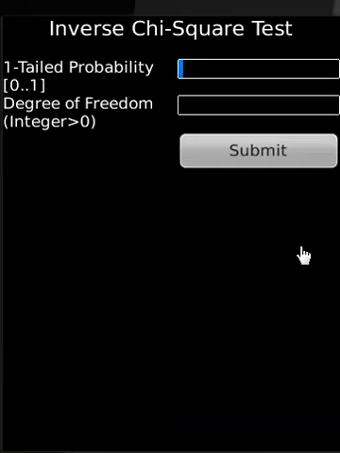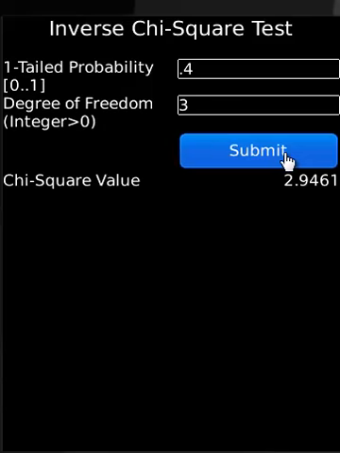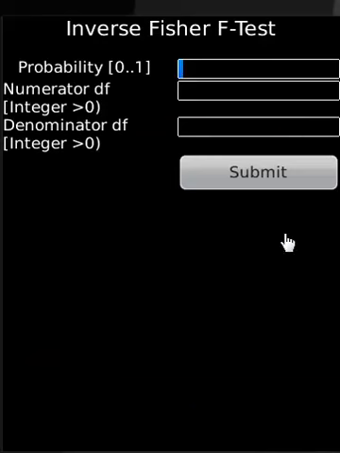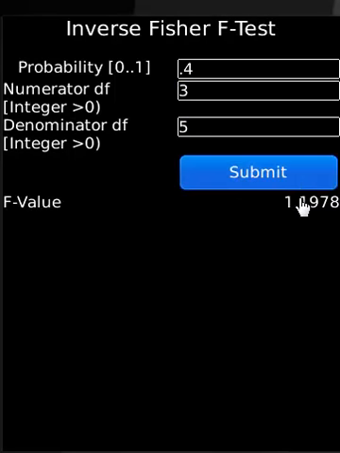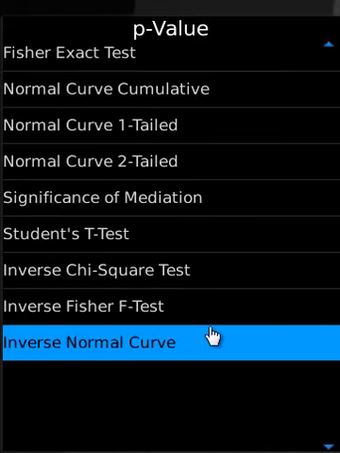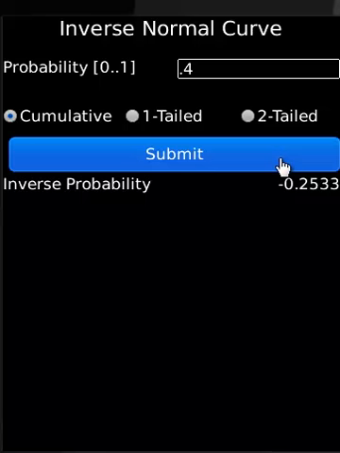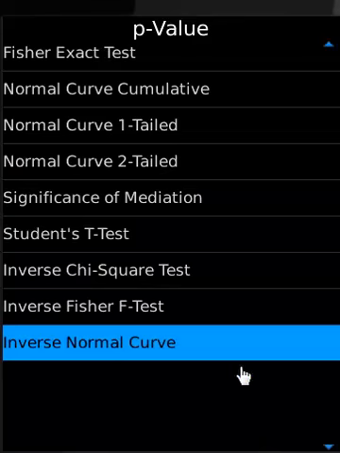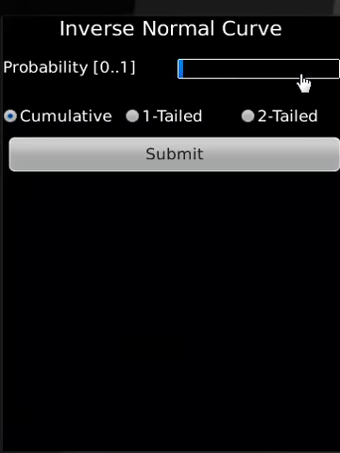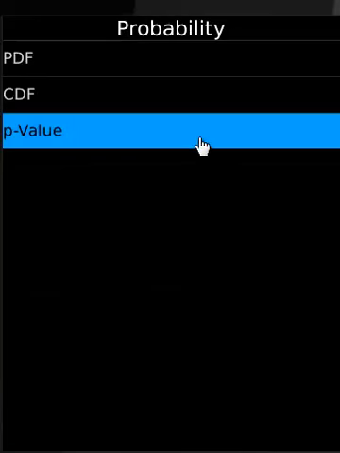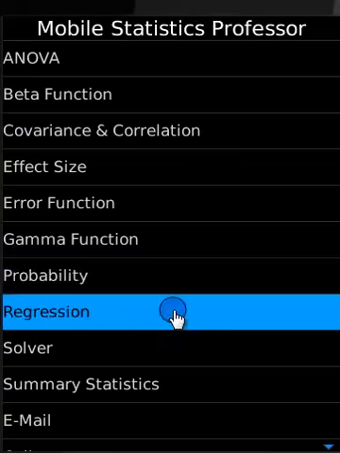And then inverse chi-square, so the probability is 0.4, degree of freedom is 3, and what is the chi-square value? Fisher F test, so probability, then degree of freedom, and then we'll find out the inverse f. That's the f. Okay, an inverse normal curve, so it could be a cumulative 1-tail, 2-tail. Let us know what the probability is, and we calculate the inverse normal for you. Similarly 0.7, 1-tail, this is the value, this is 2-tail. Okay, we covered probability. Down to regression.